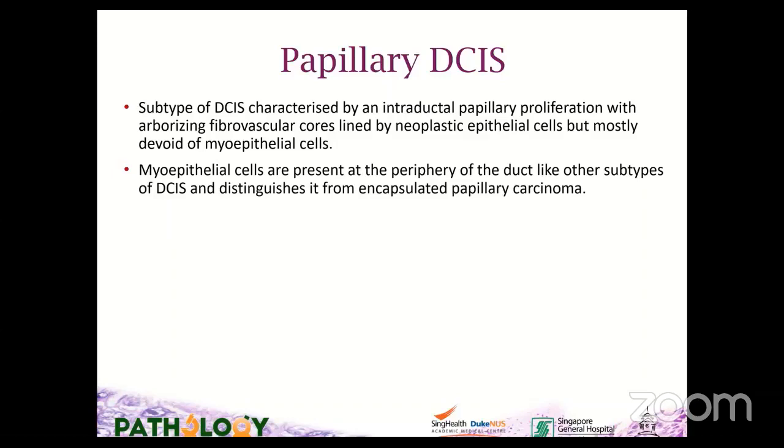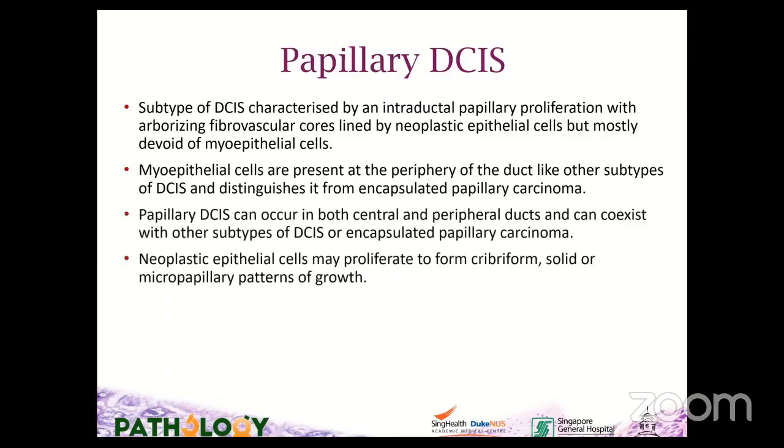Myoepithelial cells, however, are preserved at the periphery of the affected duct, like other forms of DCIS, and this finding distinguishes it from the encapsulated papillary carcinoma, in which myoepithelial cells are absent throughout the lesion. Papillary DCIS can occur in both central and peripheral ducts and can also coexist with other forms of DCIS or even with encapsulated papillary carcinoma.